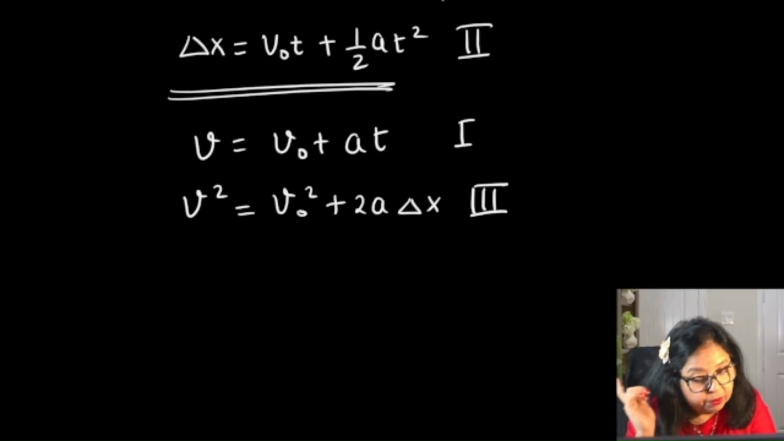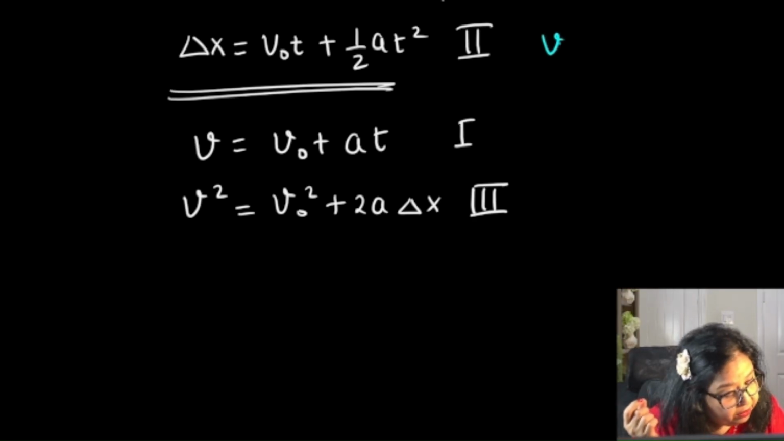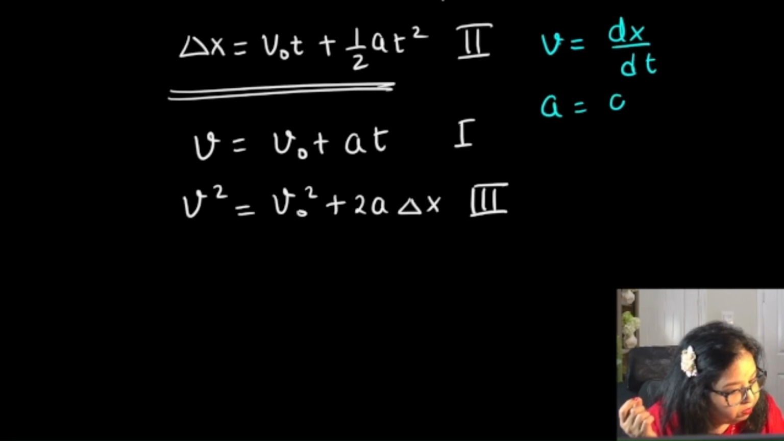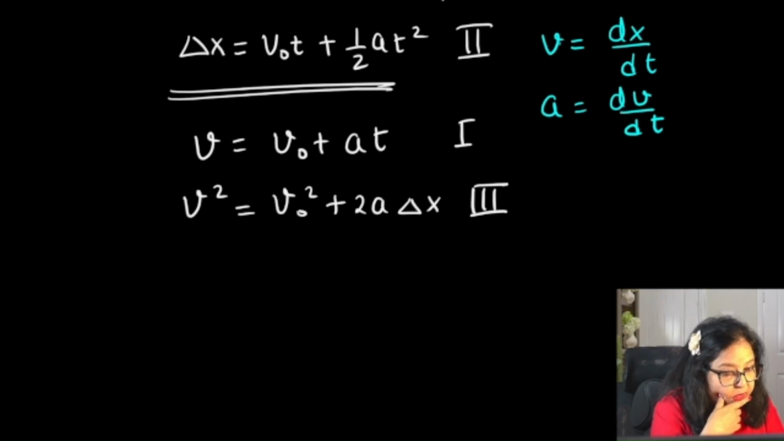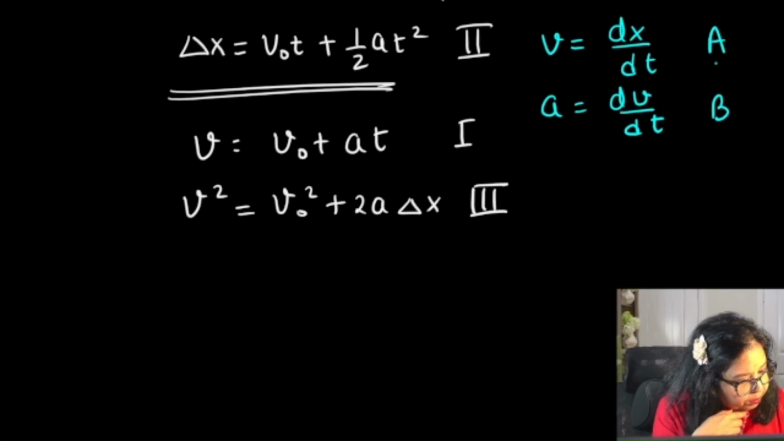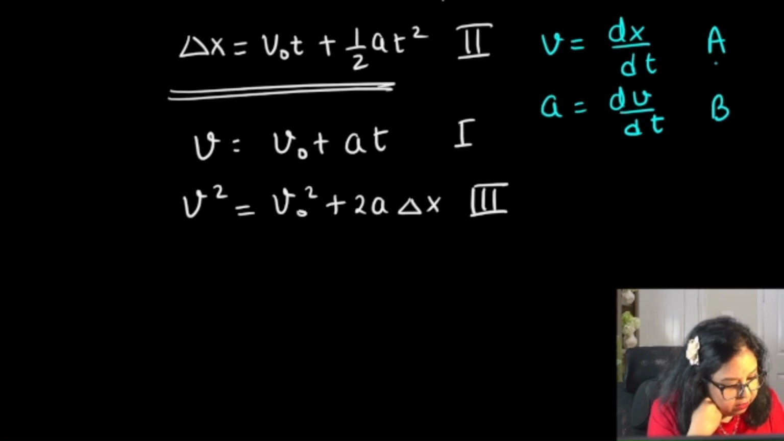Let's look at our fundamental equations one more time. Our fundamental equations are v equals dx over dt and a equals dv over dt. Which of these two equations shall we use to solve for the third equation? These equations are A and B. Now we know that our third equation has acceleration and B has acceleration. In B we have velocity and here we have velocity.